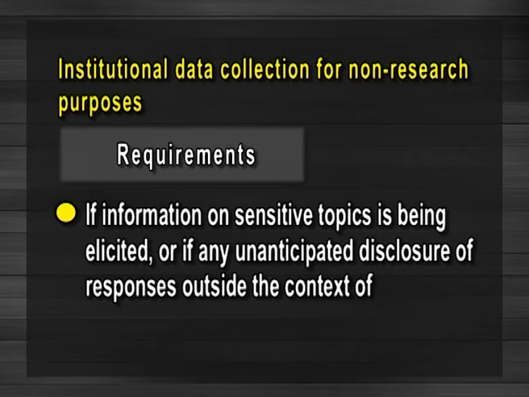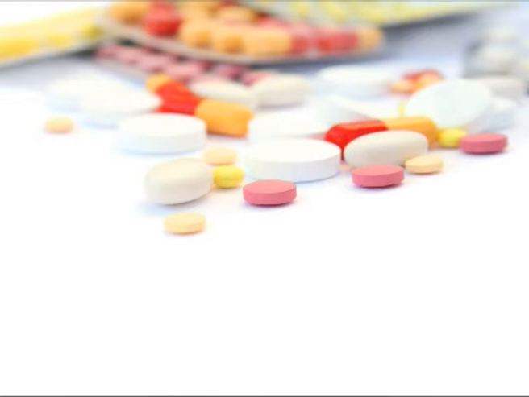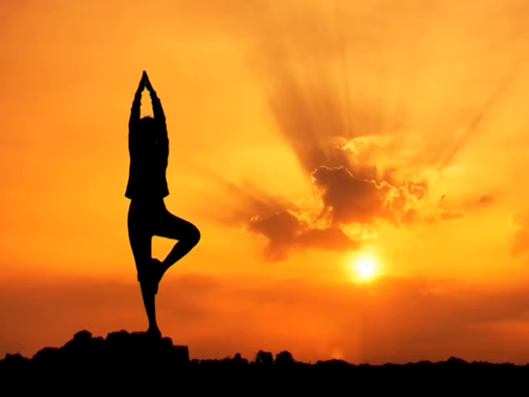If information on sensitive topics is being elicited, or if any unanticipated disclosure of responses outside the context of the data collection activity could place the subject at risk of criminal or civil liability or be damaging to the subject's reputation, employability, or financial standing, prior IRB approval is required. Examples would include collecting information on subjects' drug use, alcohol use, sexual behavior, or health status.